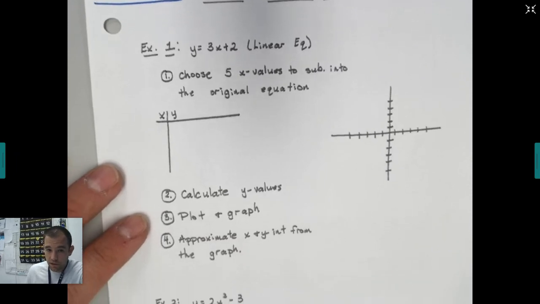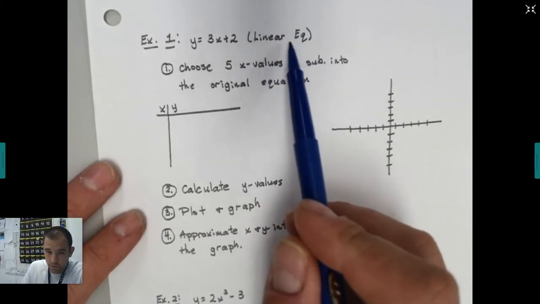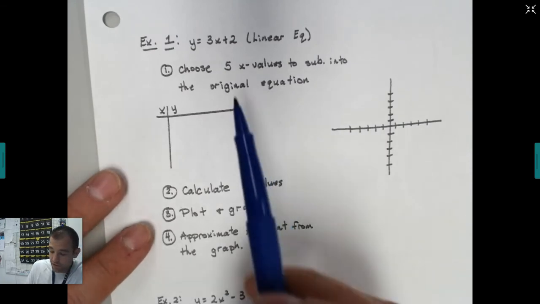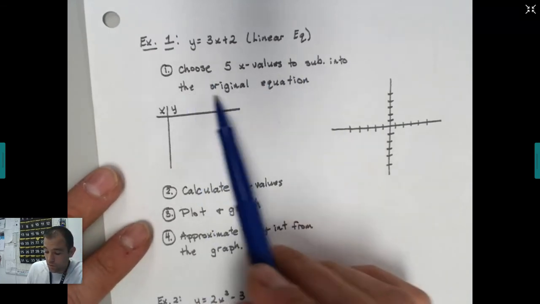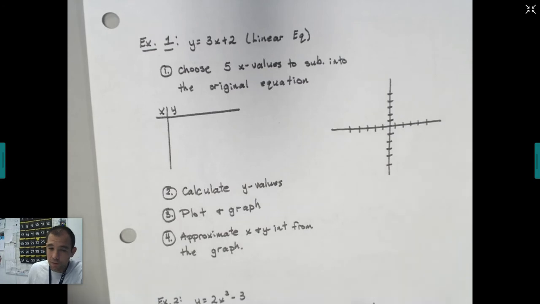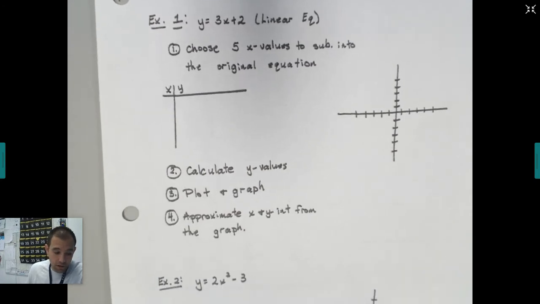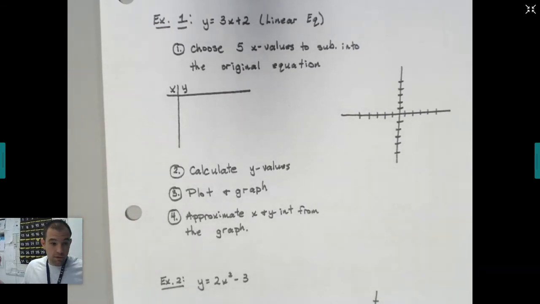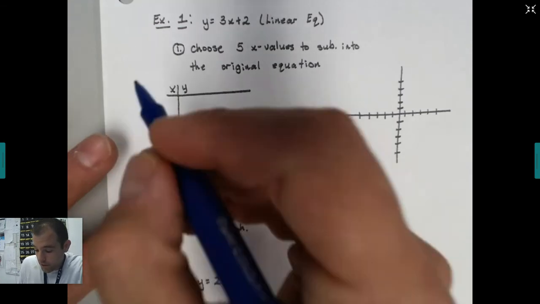So the first one's going to be linear equation, which we're all familiar with. Linear means it's going to be a line. So the first step on each of these is to choose 5 values to sub into the original equation. You can pick any x values that you want. I always tend to pick easy ones. Like you could pick 1,000,000 or 100 or 1,000 or 47 if you wanted to. I don't know why you would pick those, but you could.